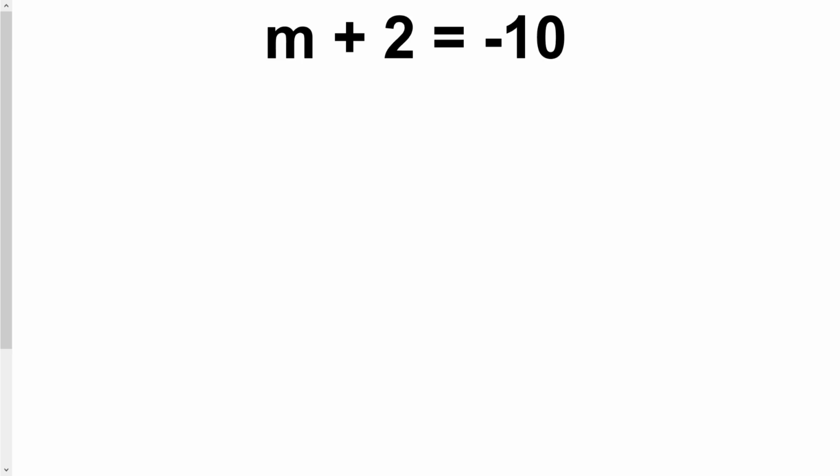So what about this one? Give this one a shot. Pause the video and give that one a shot. All right, let's try it. I have an equal sign here. I know that m is not alone yet. It's not isolated, but I need it to be to solve for m. So I need to get rid of plus 2.